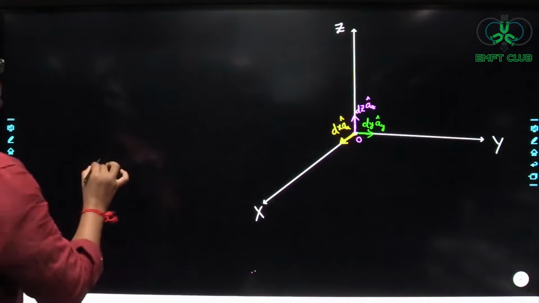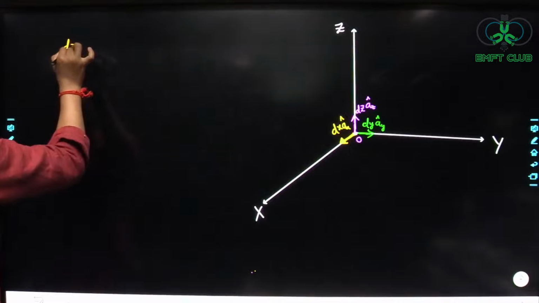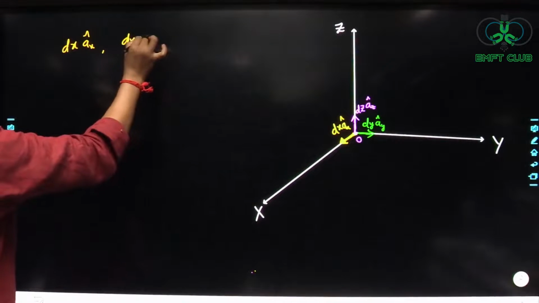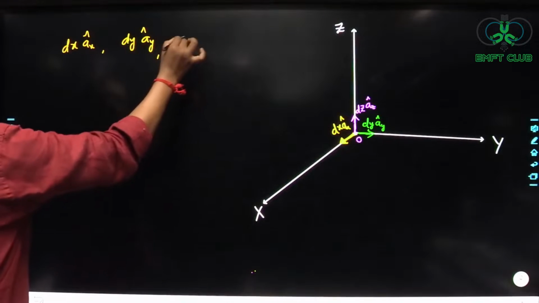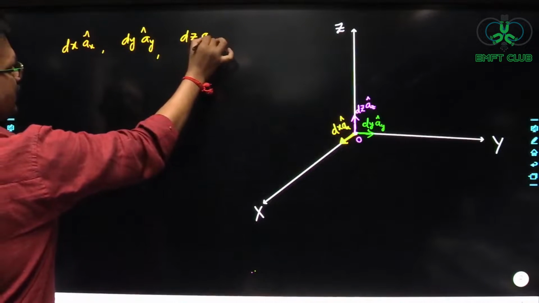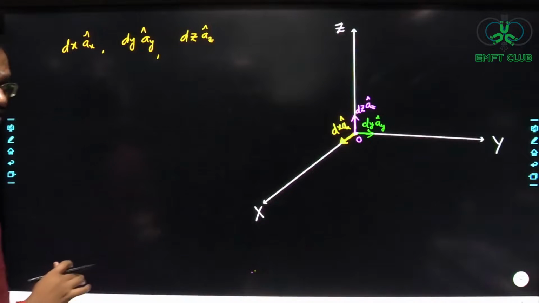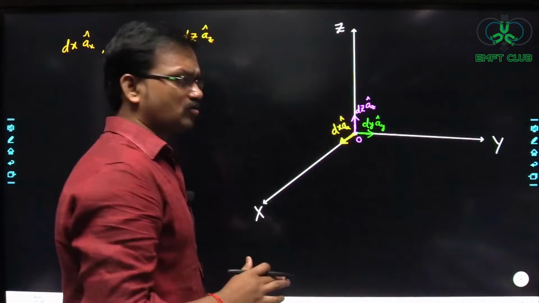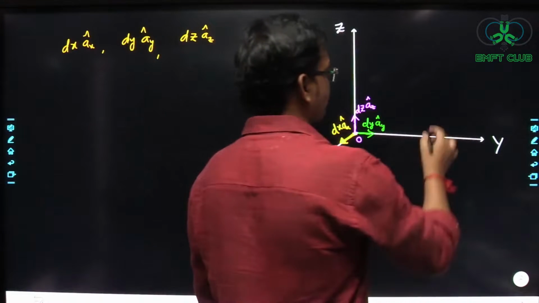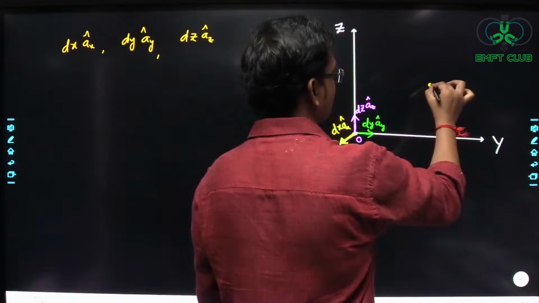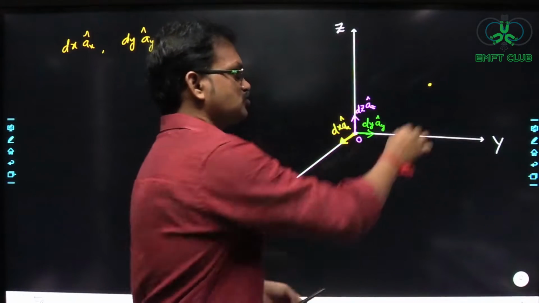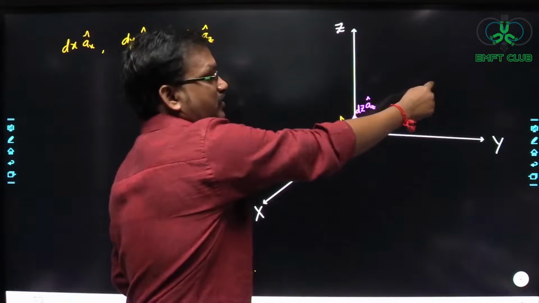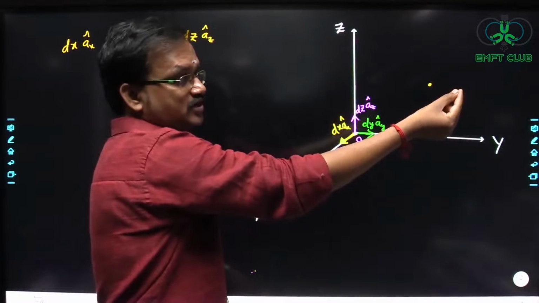We got 3 differential lengths. One is dx ax cap, another one is dy ay cap, and another one is dz az cap. So these are the small differential lengths we got in the rectangular coordinate system. See, if I consider some point in 3-dimensional space, this point is lying somewhere here. Understood? It is not in the YZ plane, it is somewhere here. Let us assume it is somewhere here.